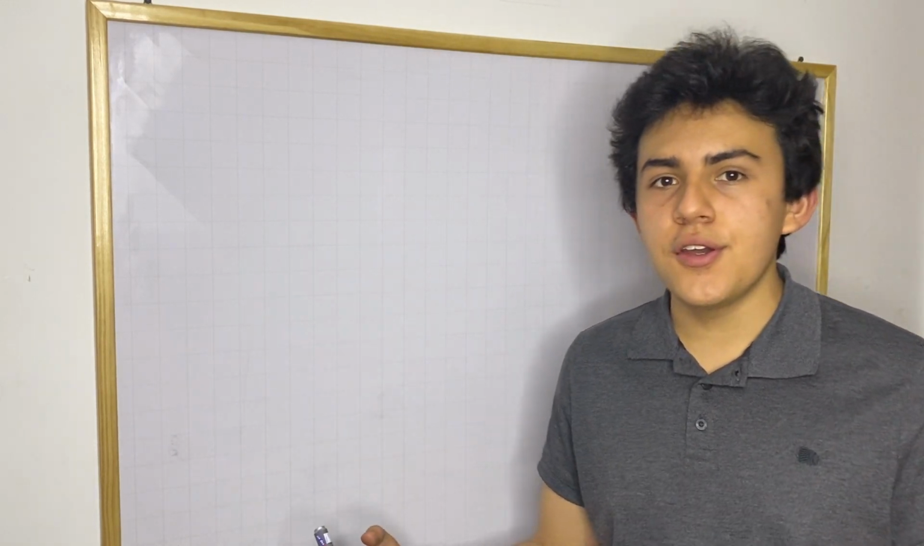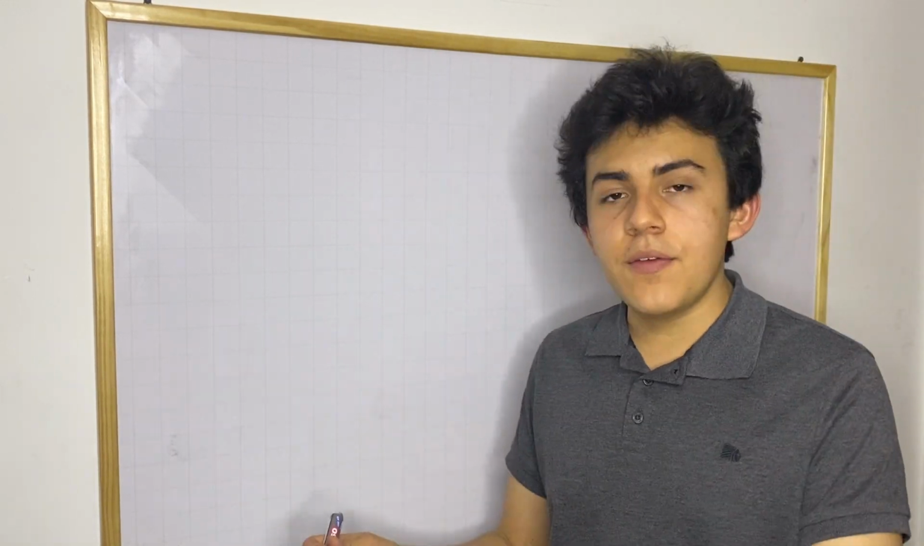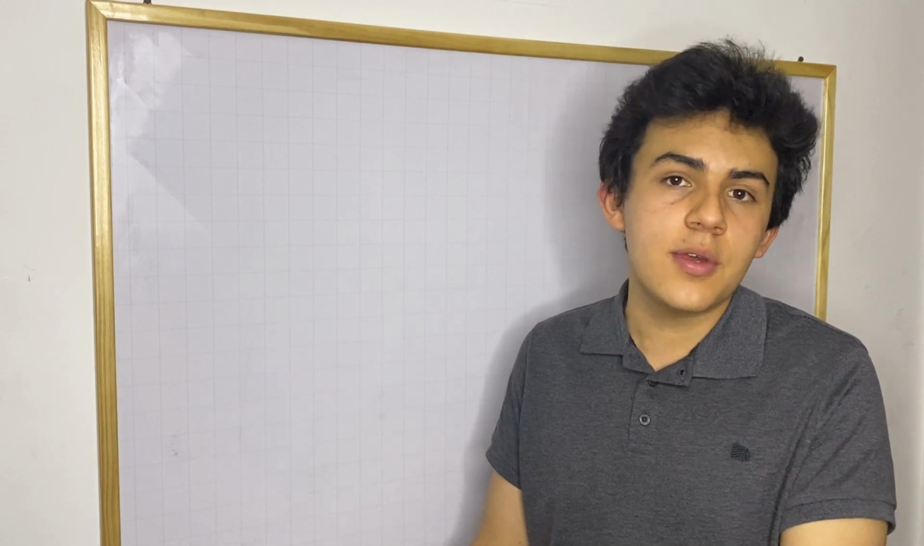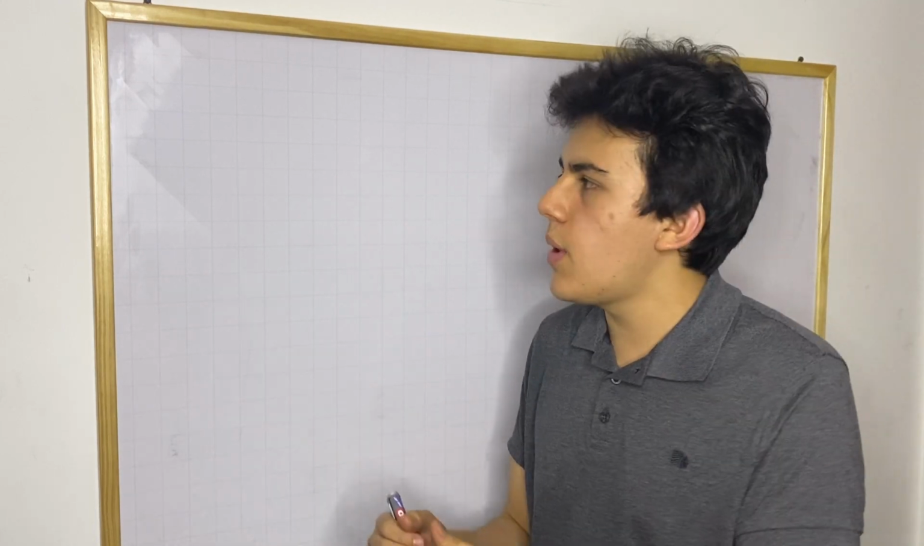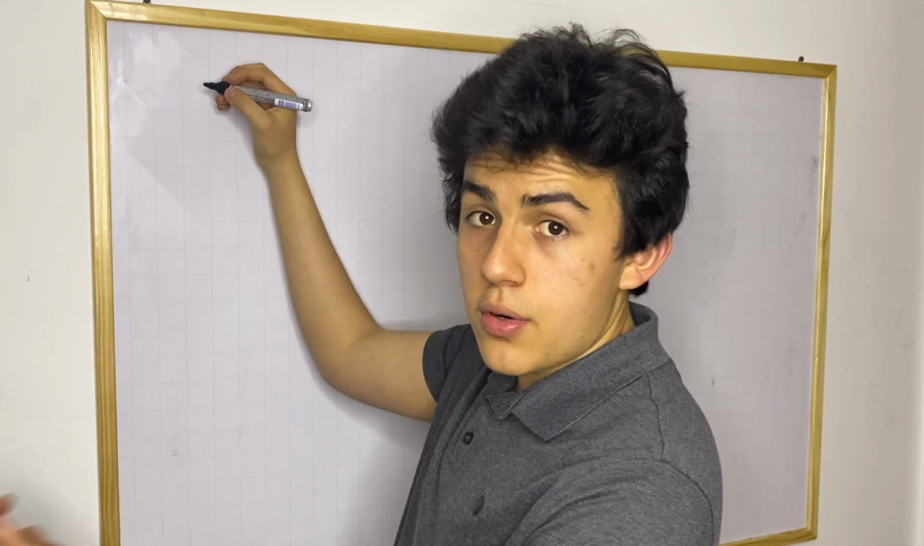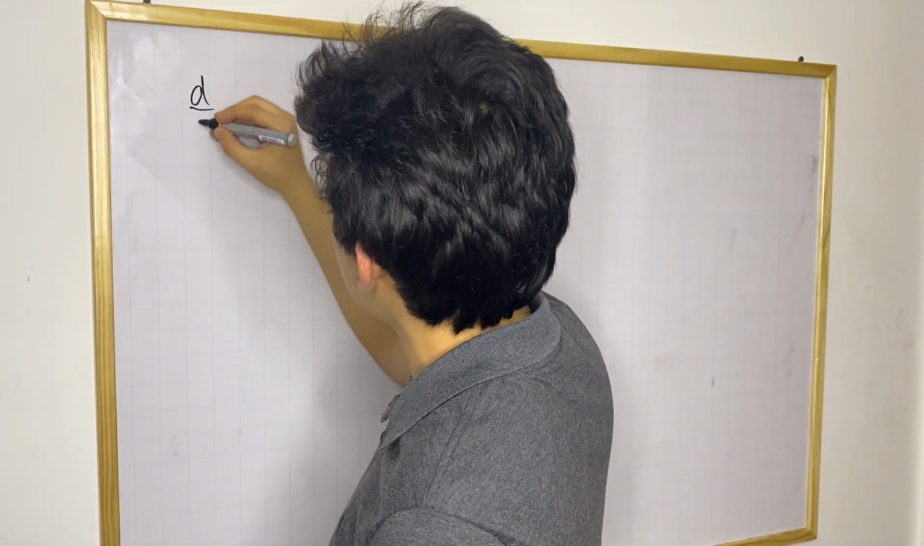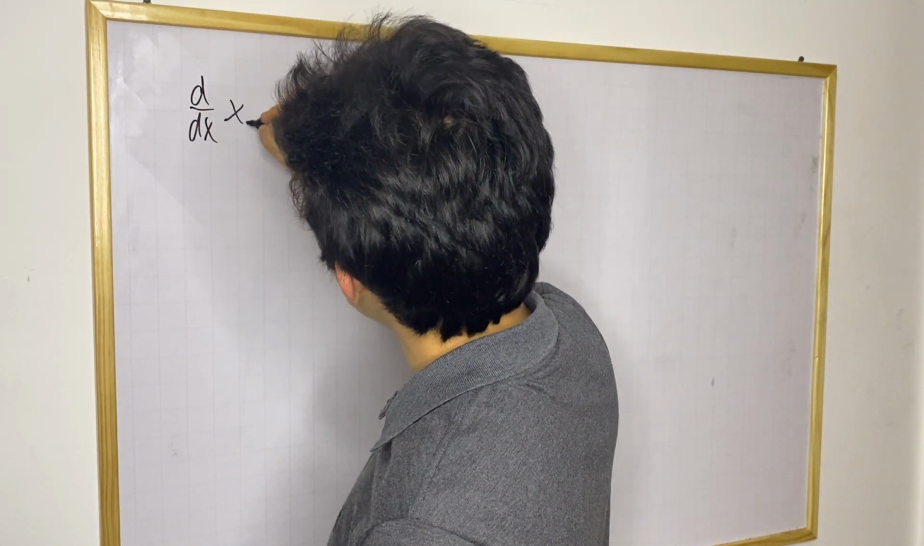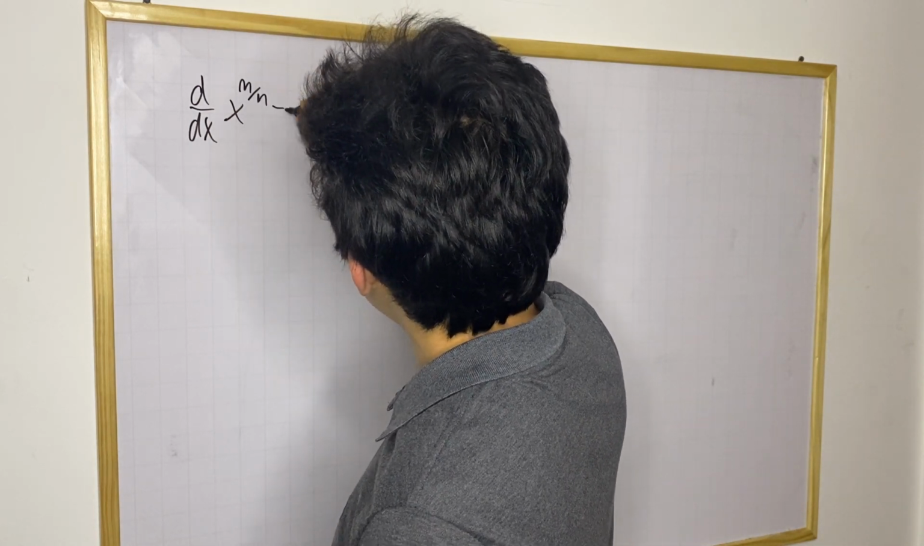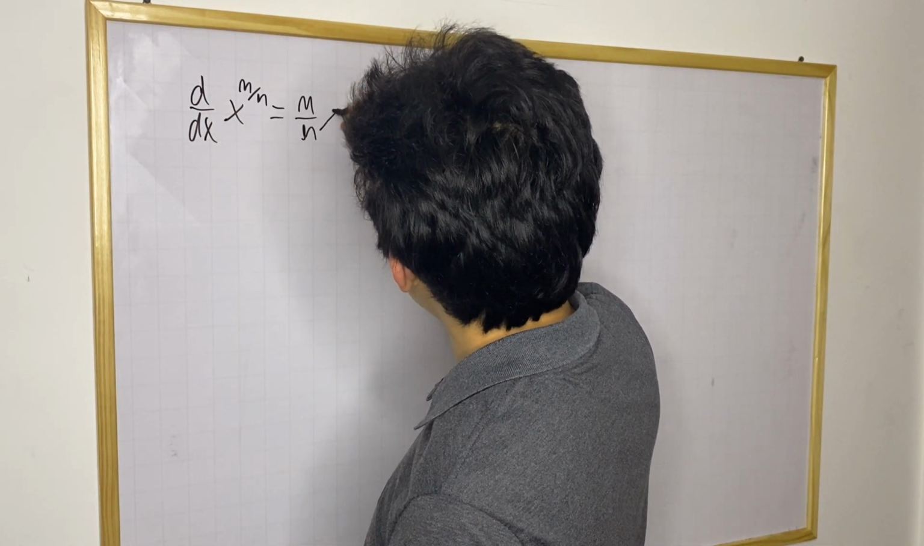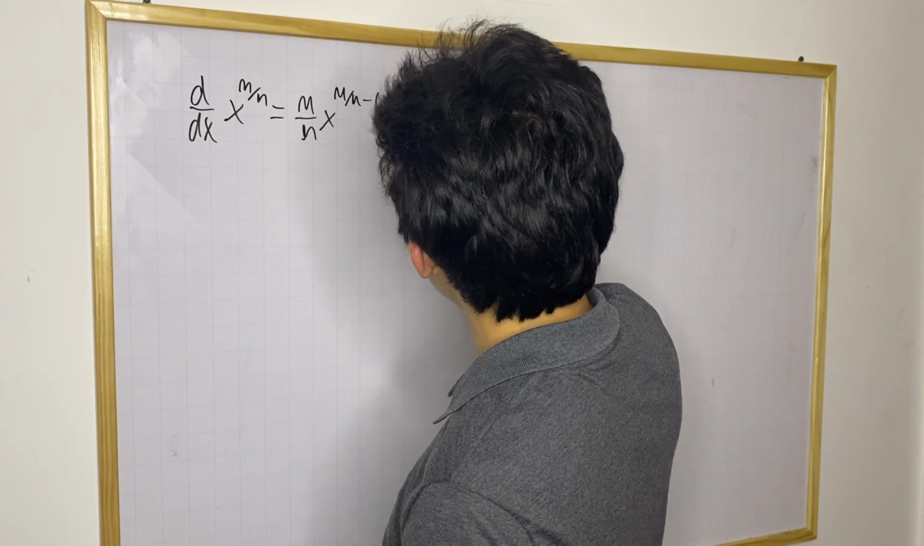Hello guys, today I want to show you how you can prove that the derivative of x to any fraction is going to be equal to the power rule, okay? You know what the power rule is. So basically what we're going to do today is show that the derivative of x to the m over n is equal to m over n times x to the m over n minus 1, okay?